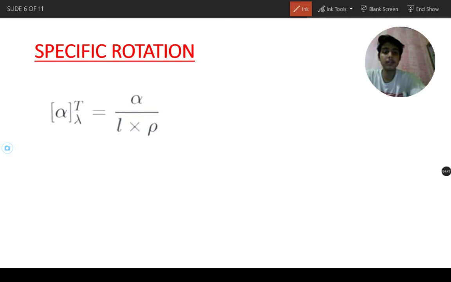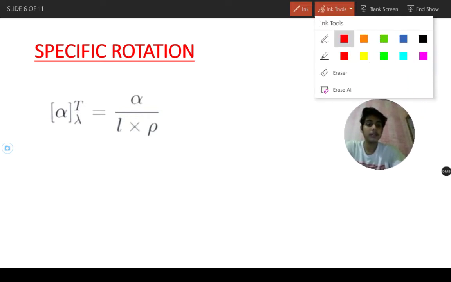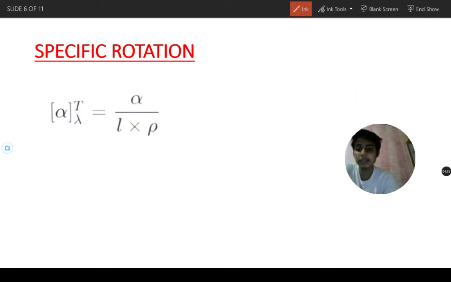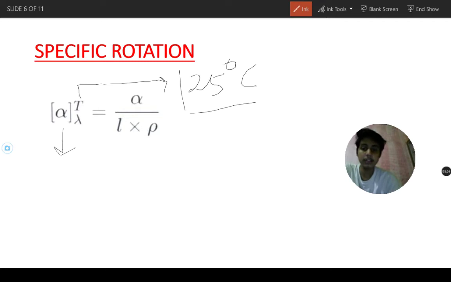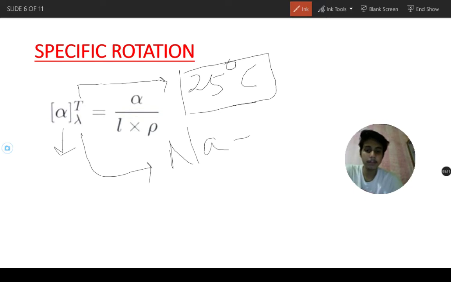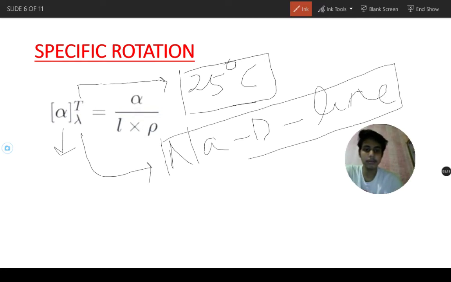See, this specific temperature is what specific rotation works at. This is a specific rotation, and this temperature is also fixed. This temperature is fixed at 25 degrees centigrade. This specific rotation works at 25 degrees centigrade, and this lambda is the sodium D line. Just search in Google and tell me in the comment box.